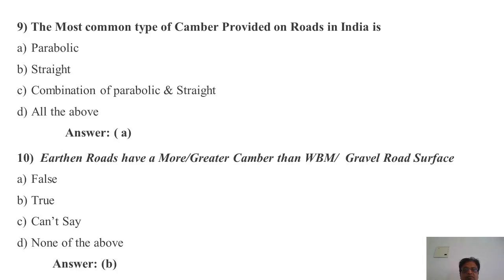The most common type of camber provided on the roads in India is parabolic, straight, combination of parabolic and straight, all the above. Answer is A, parabolic shape. Earthen roads have a more or greater camber than WBM road surface: false, true, can't say, none of the above. Answer is true, B. Thank you.